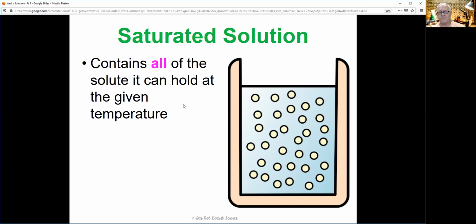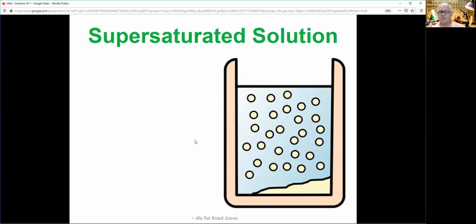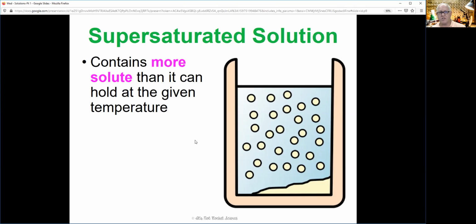And so the saturated solution contains all the solute that it can hold at that given temperature. And if you want to experiment with that on your own, just take out a glass of water, take out some sugar or salt, either one, and start off with a teaspoon of it and mix it in and keep going until no more can dissolve. And so saturated solution is at the maximum capacity at that given temperature. But if we raise that temperature, more solute can be dissolved, which moves us to the supersaturated solution.